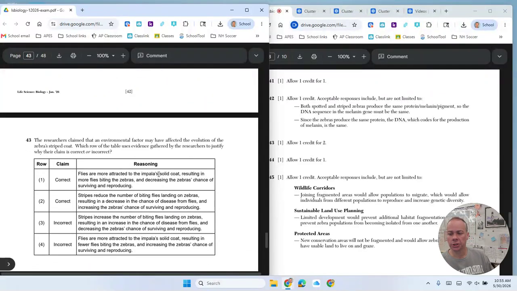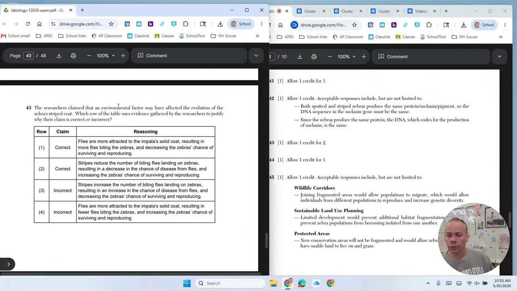Okay, so let's look at what the questions are asking. 43, the researchers claimed environmental factors may have affected the evolution of the zebra's striped coat. Which row gathered by researchers justifies why their claim is correct or incorrect? So you have to think about first these 2 things tied together, their claim and then the reasoning behind that, and which ones are matched up correctly to discuss this claim that they're making, that environmental factors influenced evolution.